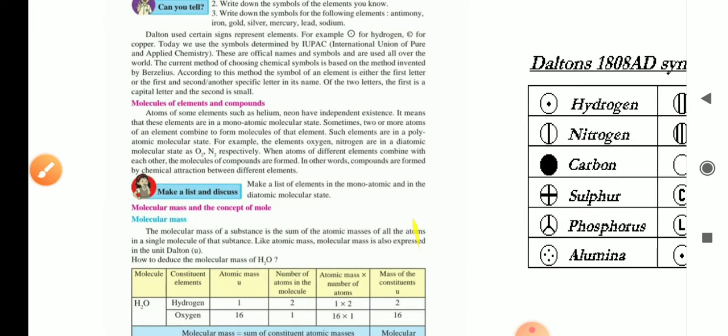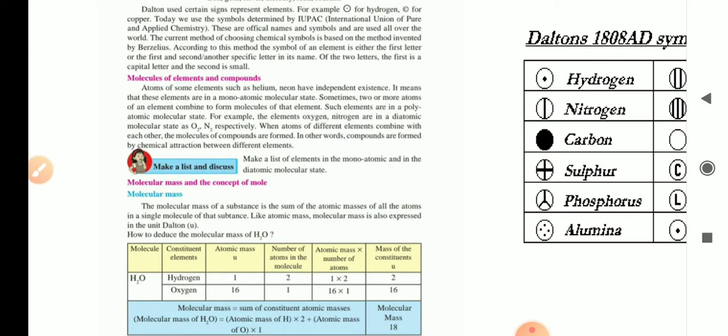Dalton used certain signs to represent the elements. For example, a circle and a dot in between for hydrogen, then a circle and C written inside it for copper. Today, we use the symbols determined by IUPAC, that is International Union of Pure and Applied Chemistry. These are official names and symbols and are used all over the world.